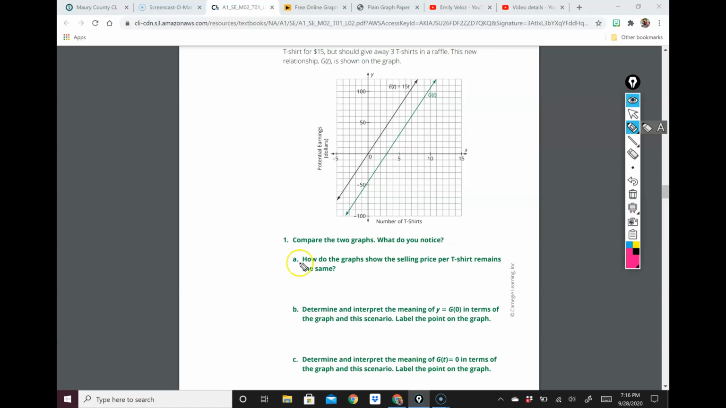So for part A, it says, how do the graphs show the selling price per t-shirt remains the same? So here we stated that our slope was 15, and we can see that this line is parallel to the other one, and we can also calculate the slope as being 15 as well. So here we have the same slope.